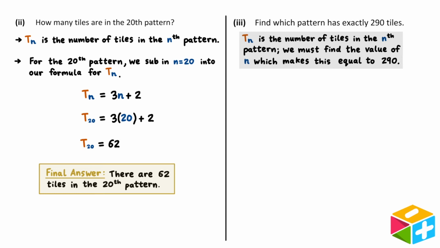Remember, Tn represents the number of tiles in the nth pattern. We want the number of tiles to be 290. So our goal is to find the value of n which makes Tn equal to 290. In equation form, we simply set Tn equal to 290. We found previously that Tn is equal to 3n plus 2, so we can replace Tn with this expression.